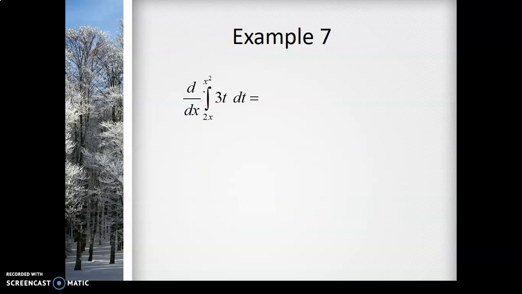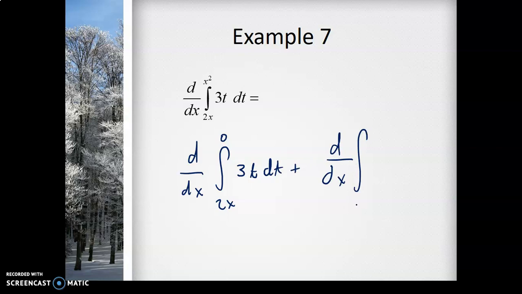If they're both variables, then you're going to have to split it up. So for example, this one, you'd say it's the derivative from 2x to 0 of 3t dt plus the derivative with respect to x going from 0 to x squared of 3t dt. Now there's a little bit more work to do, but we've already covered that in the other videos. Basically, you have to pull a negative out and flip this one and make sure you use the chain rule on this one.